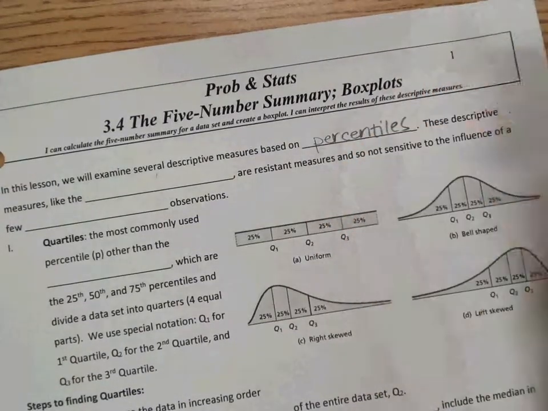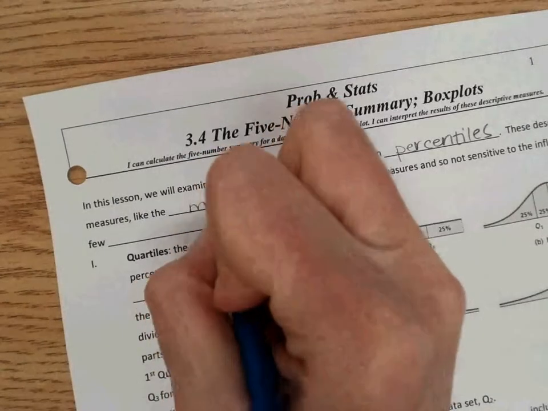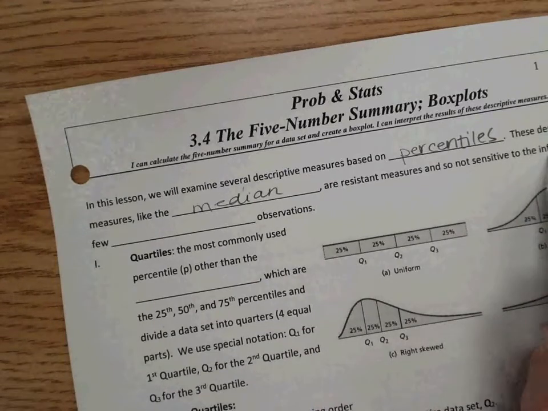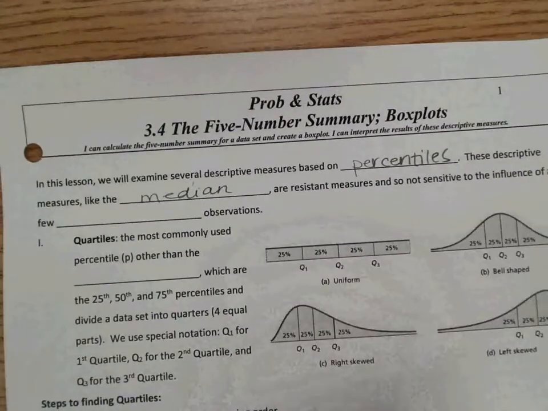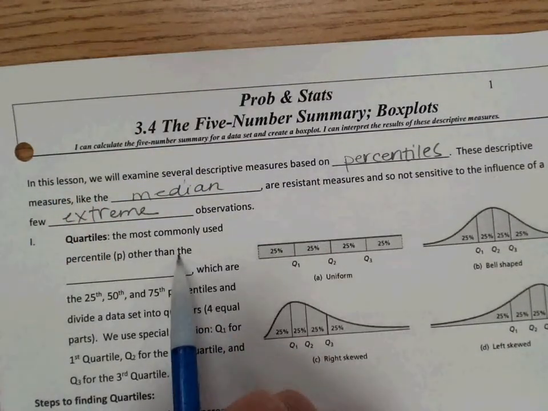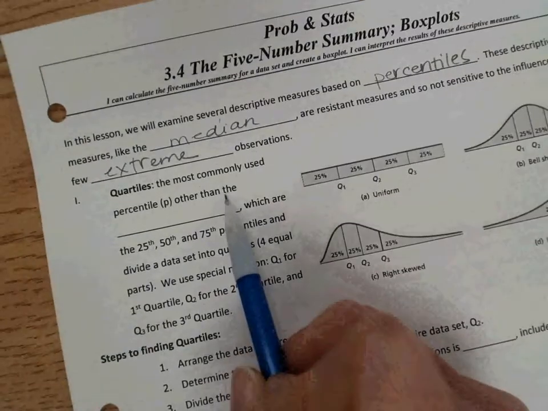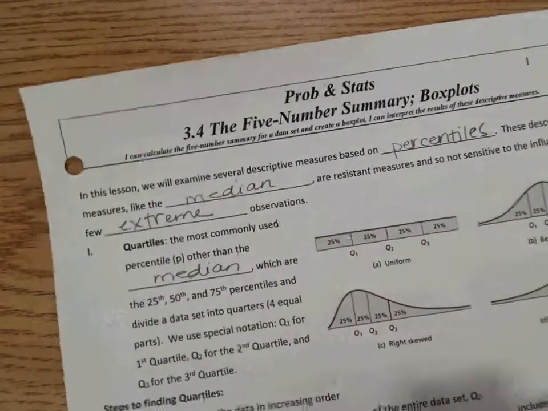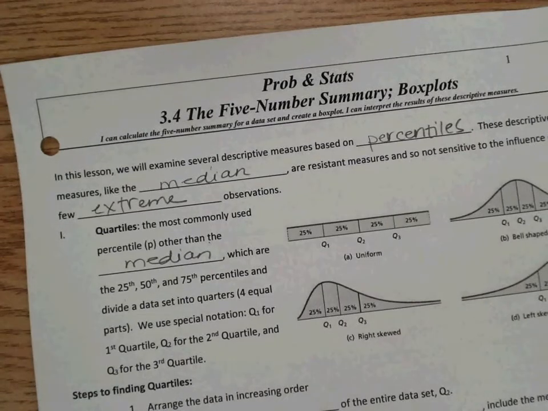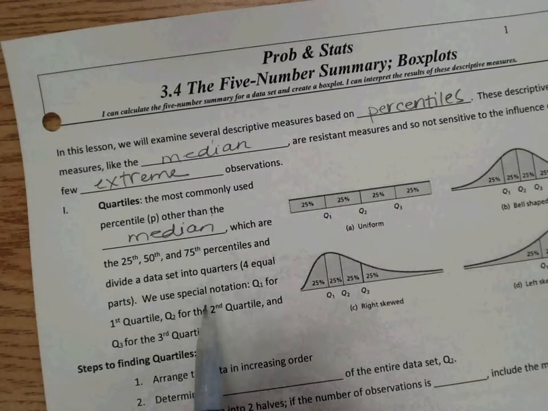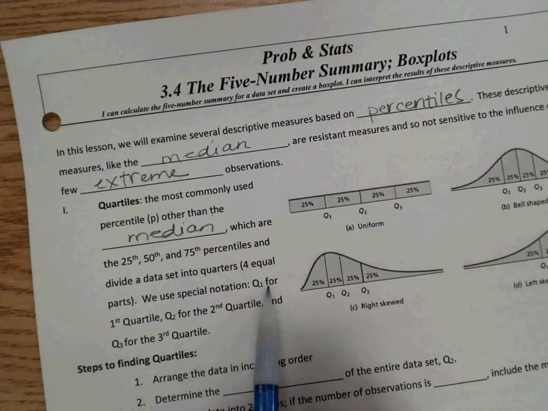These descriptive measures, like the median, are resistant measures, and so not sensitive to the influence of a few extreme observations. So the definition of quartiles, the most commonly used percentile other than the median, which are the 25th, 50th, and 75th percentiles, and divide a data set into quarters, four equal parts. We use special notation Q sub 1 for first quartile, Q sub 2 for the second quartile, and Q sub 3 for the third quartile.